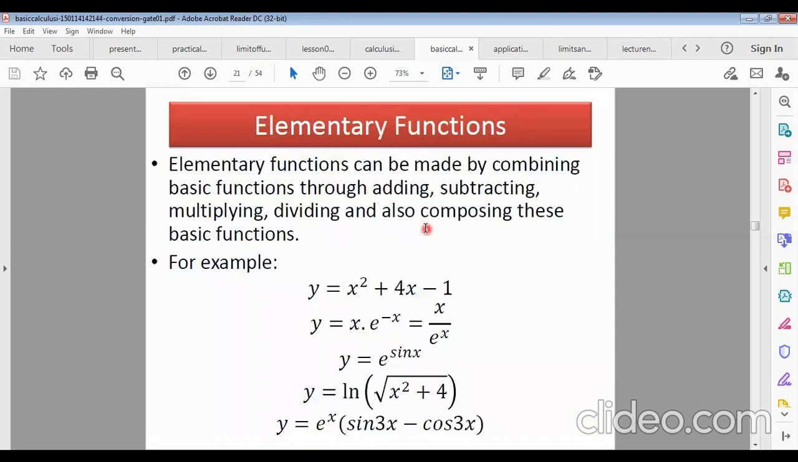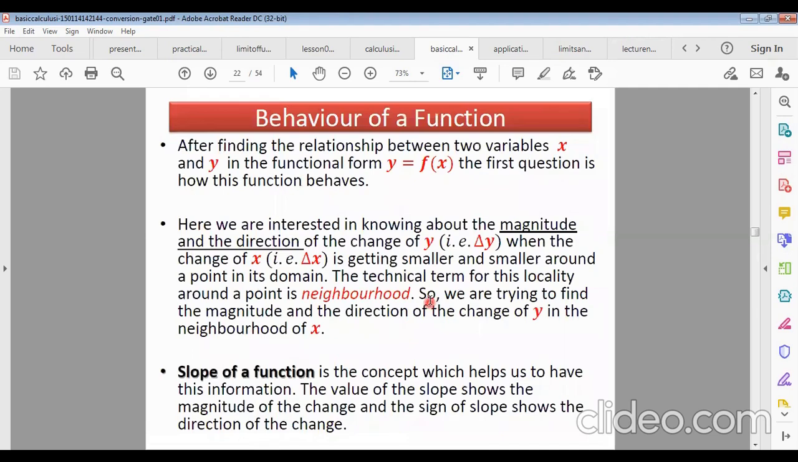Now elementary functions, y equals x plus 4x plus 1, these types of functions are called elementary functions. Behavior of a function. After finding the relationship between two variables x and y in a function like this, the first question is how the function behaves. What types of function? That means types of function.